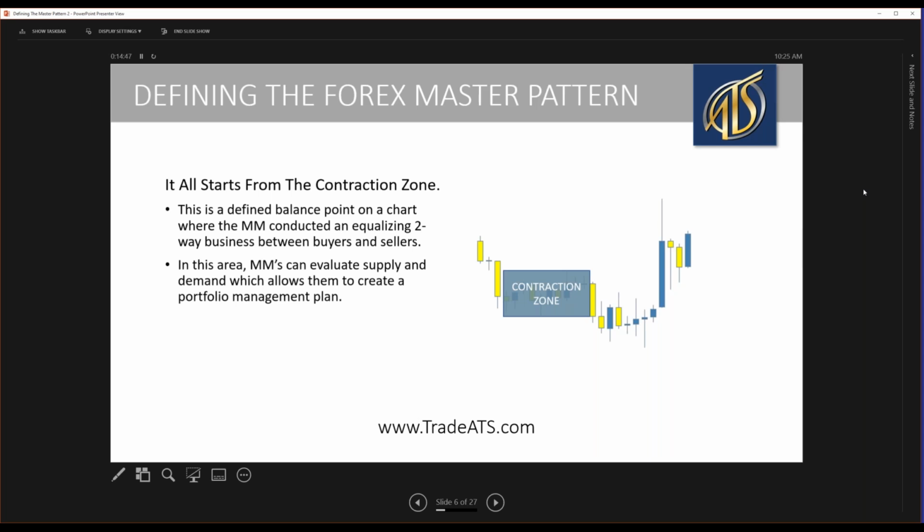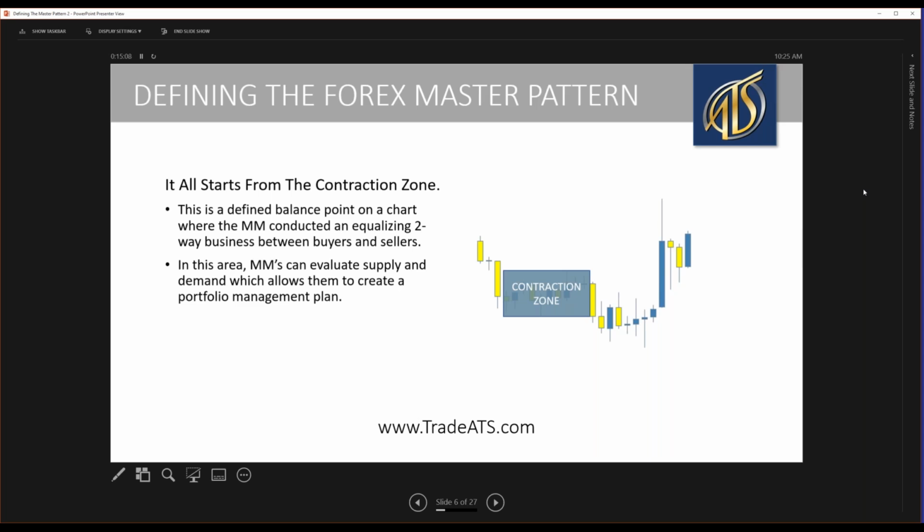So in this area, market makers can evaluate supply and demand, which allows them to create a portfolio management plan. It allows them to figure out how they're going to dump their bad positions that they accumulated in there. Because if they don't, they're going to lose money. They're going to be out of business and they can't do any market making anymore. So this is a necessity of what they have to do.